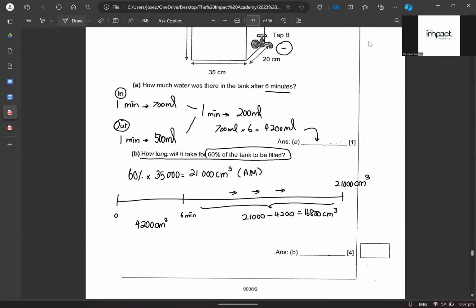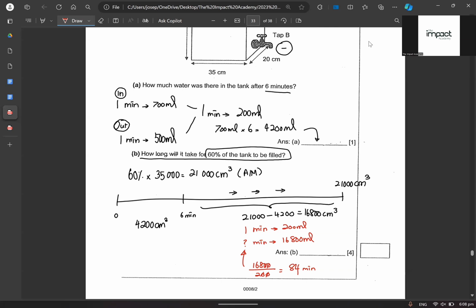Make sense? Well, what do you see over here? Every 1 minute, how much water goes in? 200 ml. Correct or not? So how many minutes do I need in order for me to have 16,800 ml? Or you can put cm cube. To find this question mark, we will just have to do 16,800 divided by 200. Can you understand? All right, so when I do 168 divided by 2, I'll get an answer of 84 minutes.